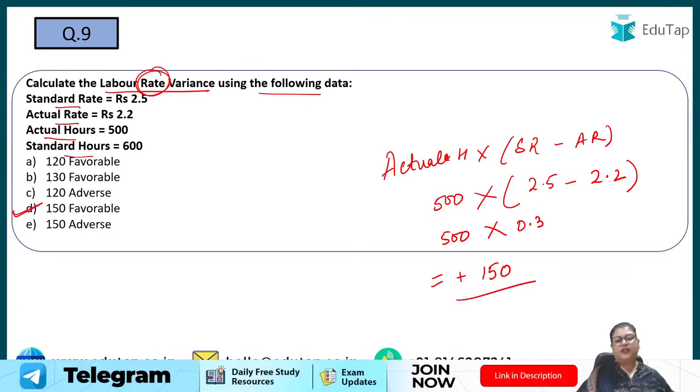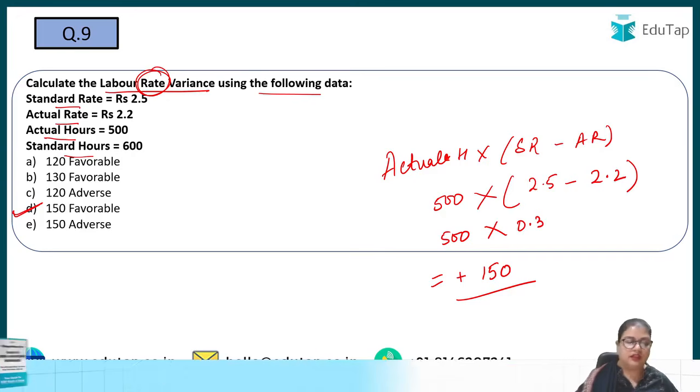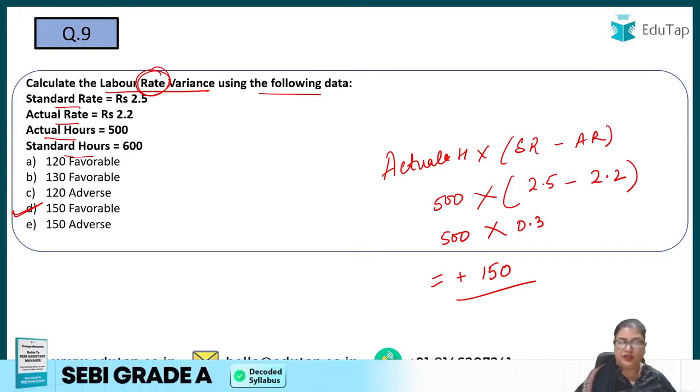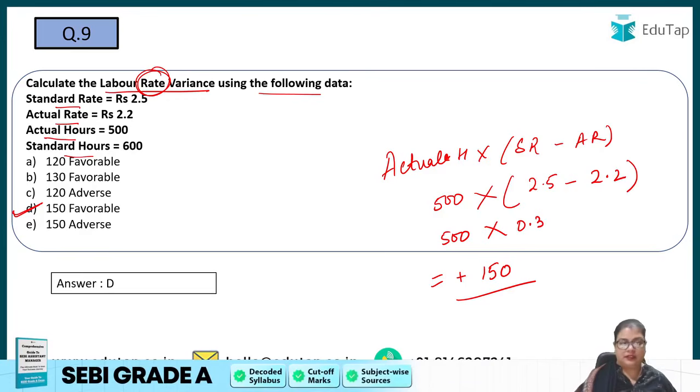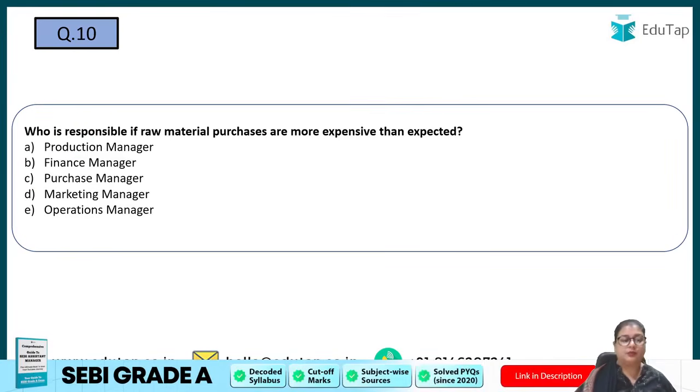So this is the formula for labor rate variance that you should know, that is actual hours into standard rate minus the actual rate. With this calculation, you just have to substitute the values and then you will get 150 favorable, right? So option D is the correct answer. Coming to question number 10.